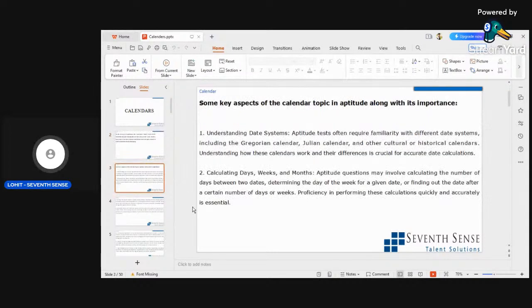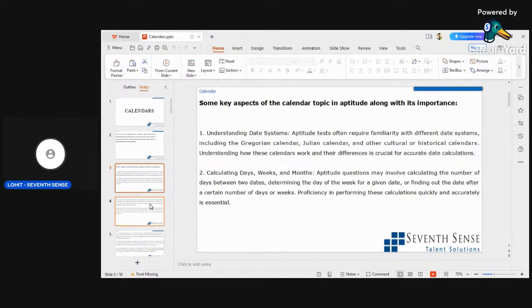What is the importance of calendars? If you're learning the calendar topic, what is the use of it? First of all, it's generally asked in placement interviews and placement tests. It has been asked in higher level examinations also, UPSC also. So for that reason you can study calendars. If you want to gain general knowledge also, you can study calendars.